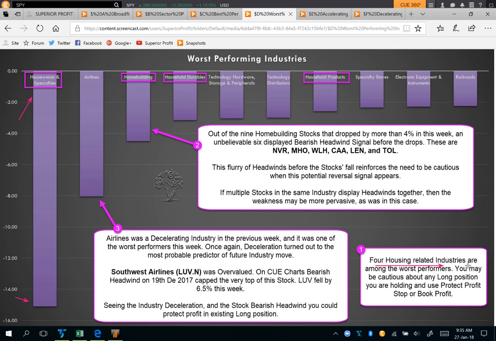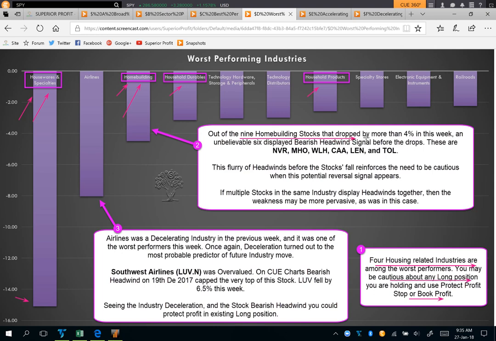four are housing related. You may be cautious about holding any long position in these industries and use a protect profit stop, may even book partial or full profit. These four housing related industries are housewares and specialties, home building, household durables and household products. I drill down into home building.